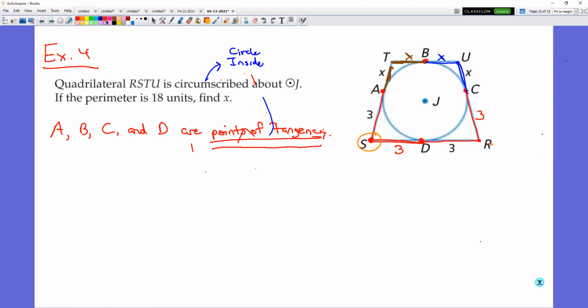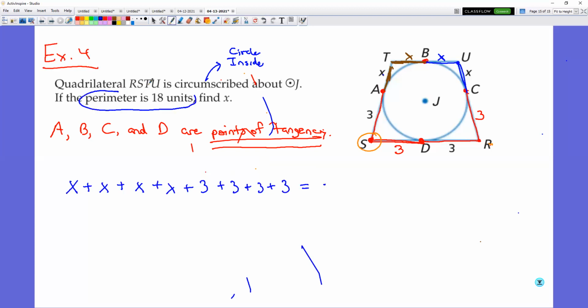Actually, let me do it this way. We have X plus X plus X plus X, then you have plus 3, then another plus 3, then another plus 3, and then another plus 3. And that's going to equal the perimeter, which is 18 units.